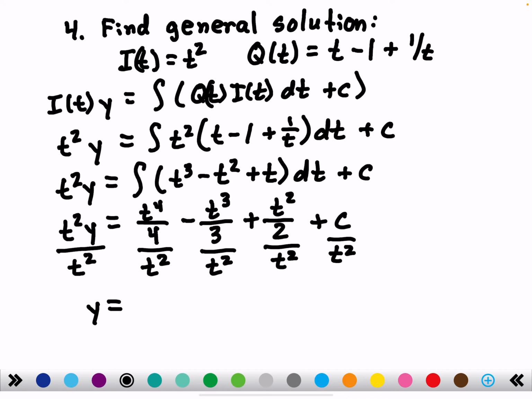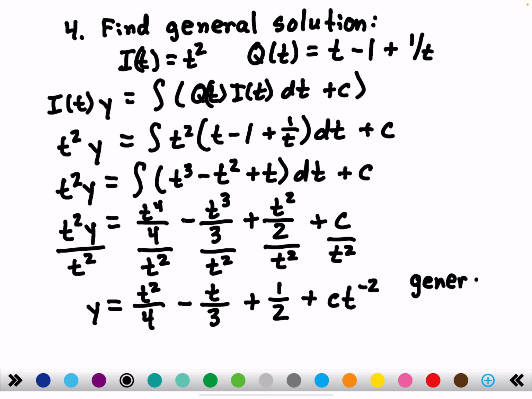So t to the 4th divided by t squared, that will make that t squared over 4. T cubed over 3 divided by t squared would be minus t over 3. T squared's canceled, so that's plus the fraction 1/2 plus ct to the negative 2nd. So this is the general solution of this differential equation.